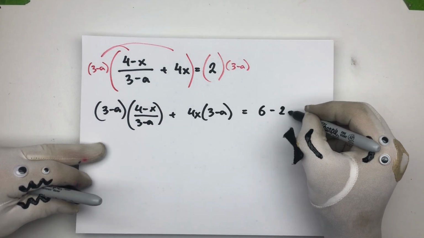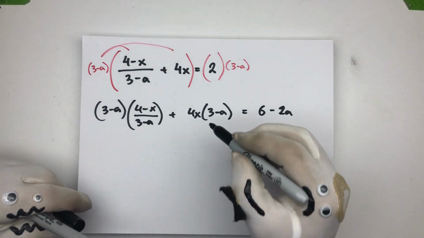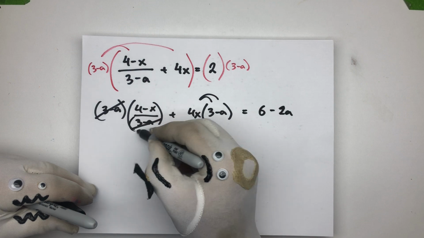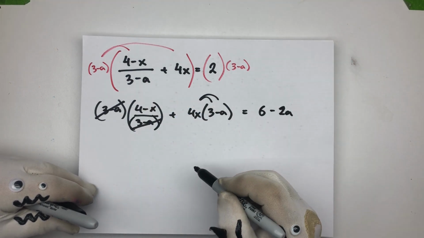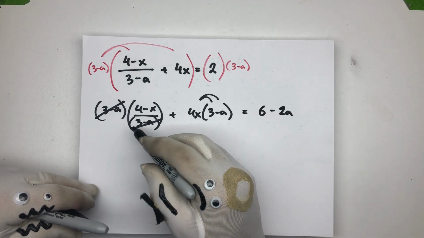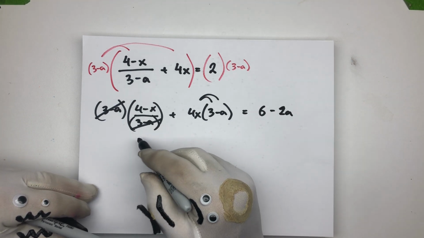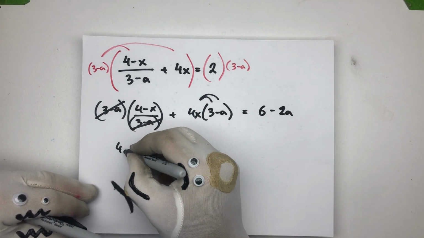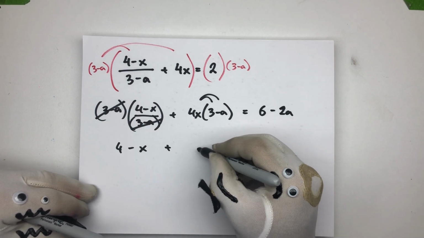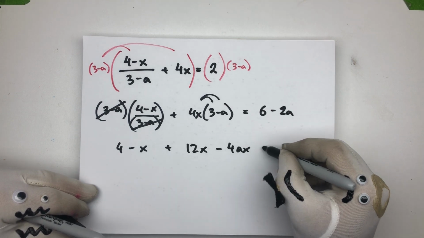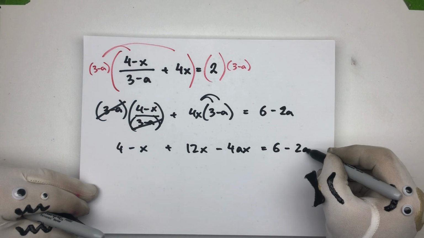this will be 6 minus 2a. Okay? And now I can expand this one, and this guy just cancels with the bottom, right? This whole thing cancels with the whole thing on the bottom. If you expanded this, it probably wouldn't help you very much. But that's what it does. It cancels with the bottom there. So now we're left with 4 minus x plus 12x minus 4ax equals 6 minus 2a.